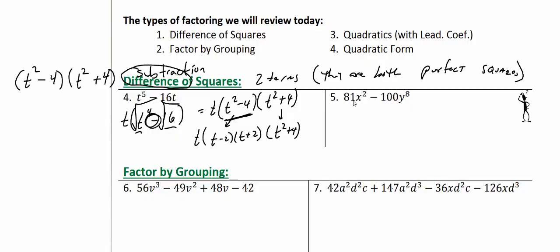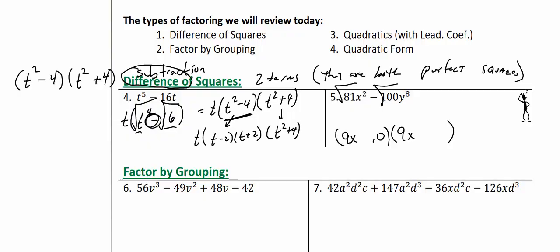So this next one here, again, I can't factor anything out. Like this one here, I took out a t, right? This one I can't take out any number. But I look in, I got 81 and 100. Those are both perfect squares. And x to the 2 and y to the 8, those are also perfect squares. So I can square root them. Open my set of parentheses. Square root of 81x to the 2 is 9x. The square root of 100 is 10.